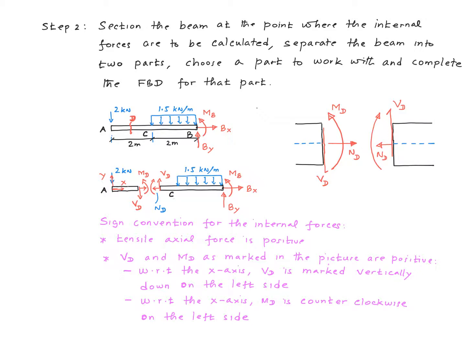There could be a horizontal or an inclined externally applied force which might give rise to a horizontal axial force. So to be on the safe side, you're going to mark an axial force, and if it is in fact 0, you use the equilibrium equation to show it, like the procedure you're going to follow in step 3 right now.